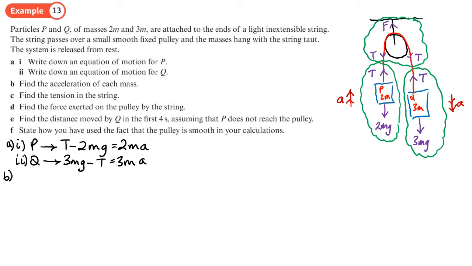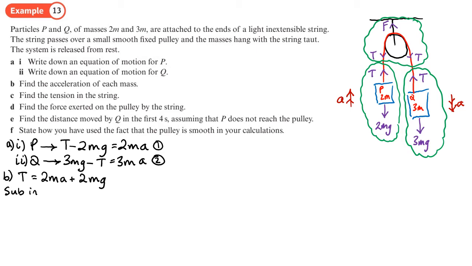Okay, part B, it says find the acceleration of each mass. Now it's going to be the same for both, so we can use our two equations of motion to find that. So we'll put these two equations together, but we want to eliminate T. So maybe what I'll do is I'll take the first equation and I'll rearrange it to make T the subject, so I can eliminate it from the second. So that would be 2ma plus 2mg. Let's call this equation 1. Okay, so I've just rearranged 1.